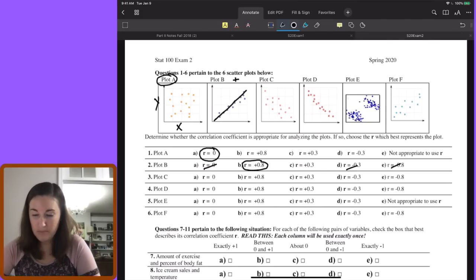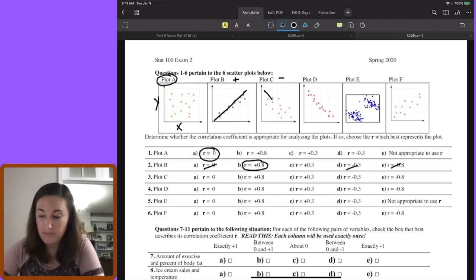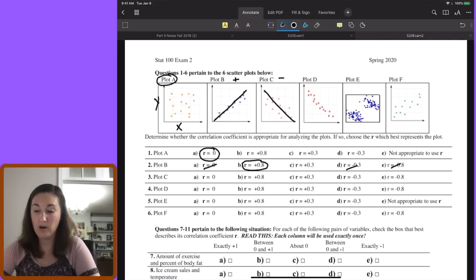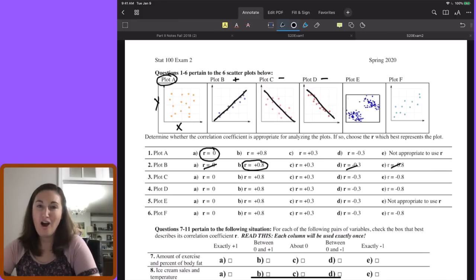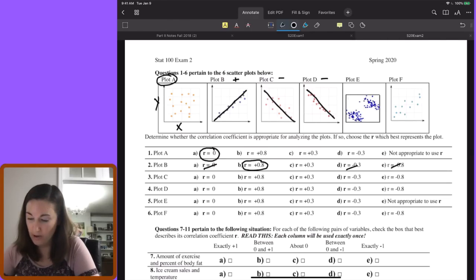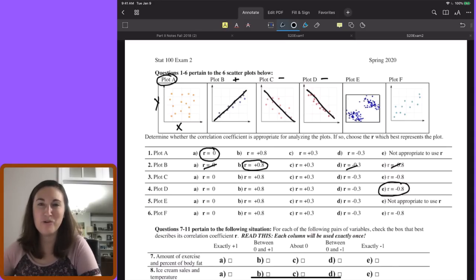But let's keep going. So plot C is definitely a negative correlation because my line of best fit would slope down. And then just looking at plot D, this is also another negative correlation. So plots C and D are both negative, and it looks like D is stronger than C. D would be closer to -1. So out of -0.8 and -0.3, I would say that plot D is -0.8, and plot C would be -0.3.